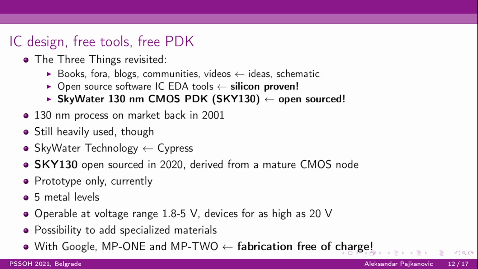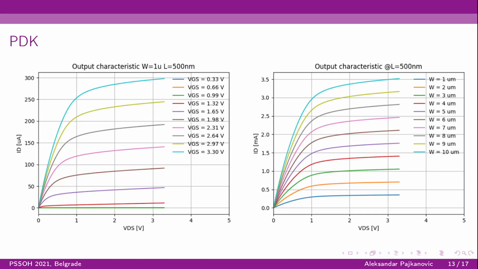And the other really important thing is that the other problem has been solved as well, at least for the time being: Google is actually funding fabrication for open source design. So there were already 2 runs, so fabrication of silicon designed using free tools and using the free PDK is free of charge with Google Shuttle runs. We're hoping that there will be more of these.